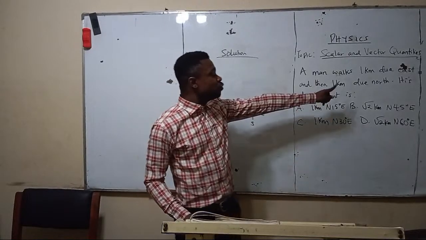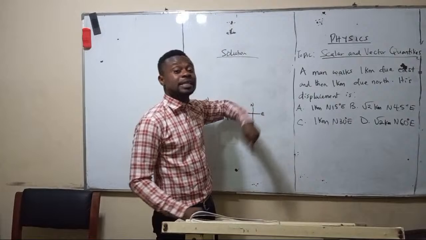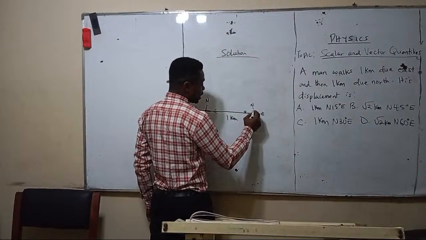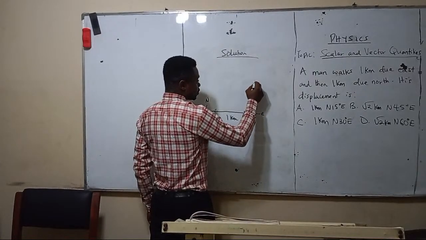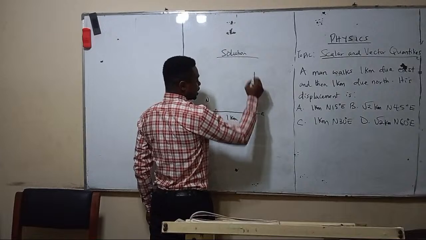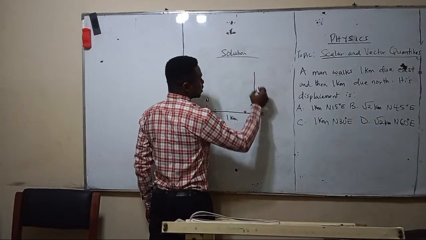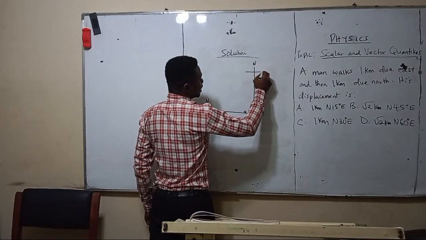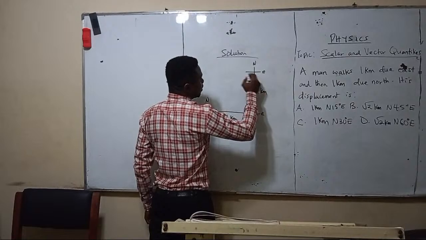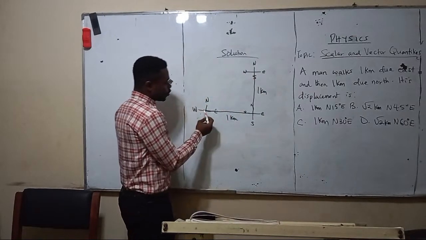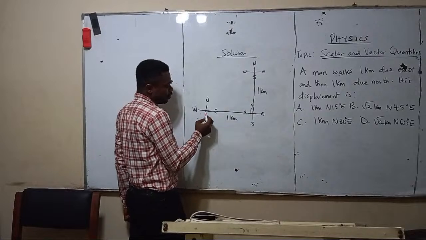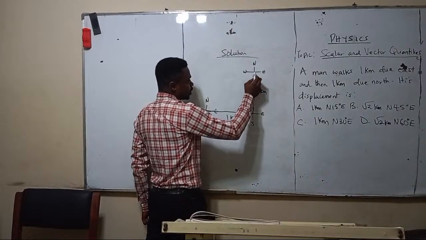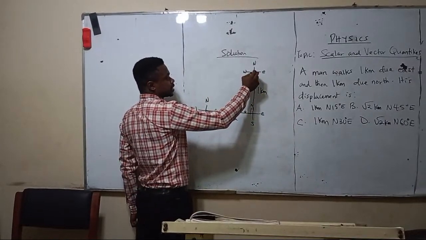Then the man moved again, the same 1 kilometer due north, and stopped somewhere here. This is another point, another 1 kilometer. This is still north, this is east, this is south, and this is west. This is a right angle triangle. The man moved from here and stopped here, then moved due north and stopped here. This is the man's present location.